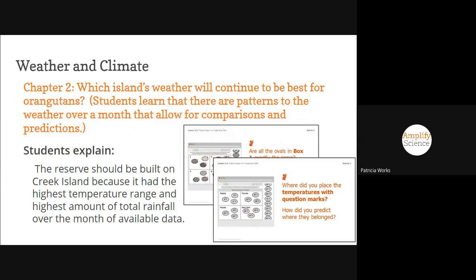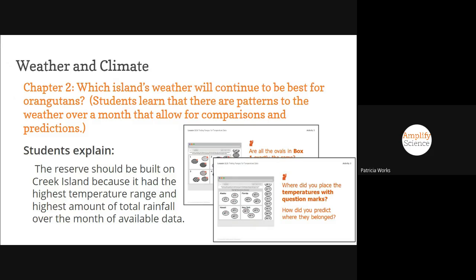In Chapter 2, students work to find out which island's weather will continue to be best for orangutans. They discover that the pattern to the weather over a month allows for comparisons and predictions. In this chapter, students analyze data from a month's worth of weather from each of the 3 islands. They use a digital science practice tool to organize temperature data, analyze for patterns, and make predictions.